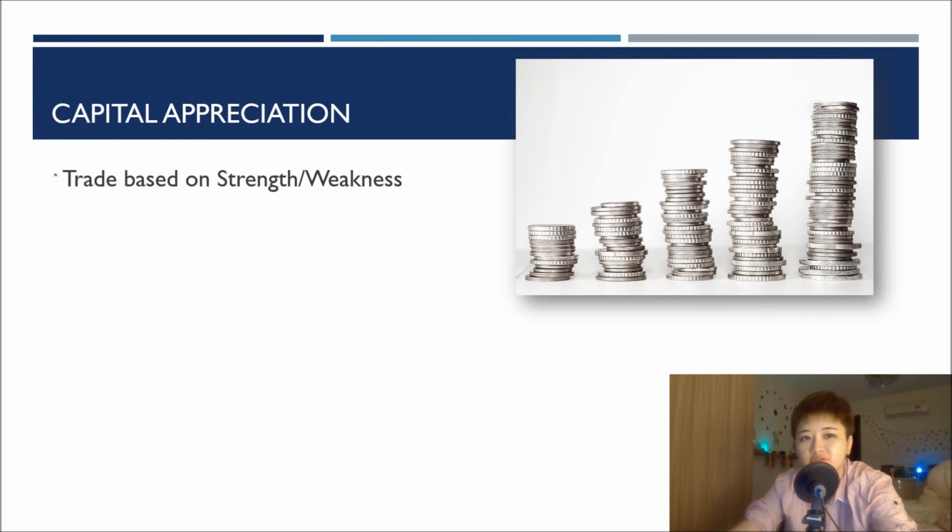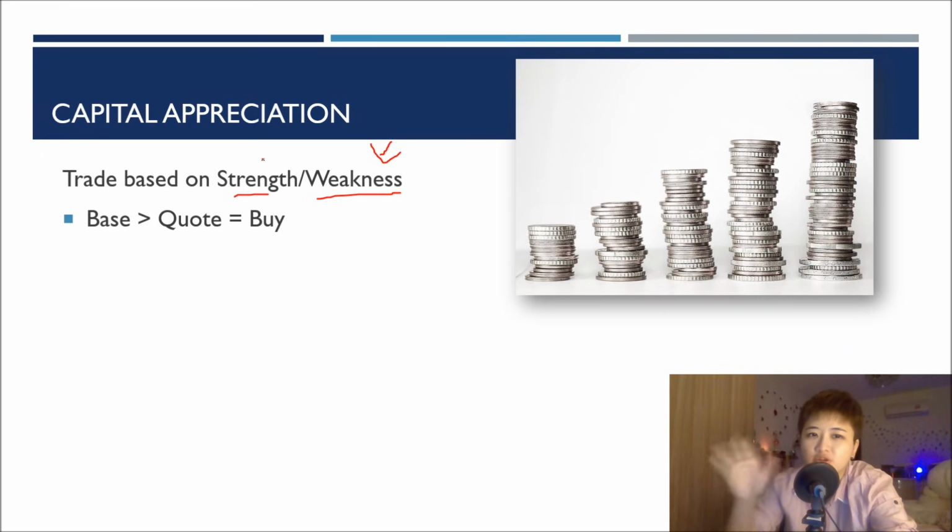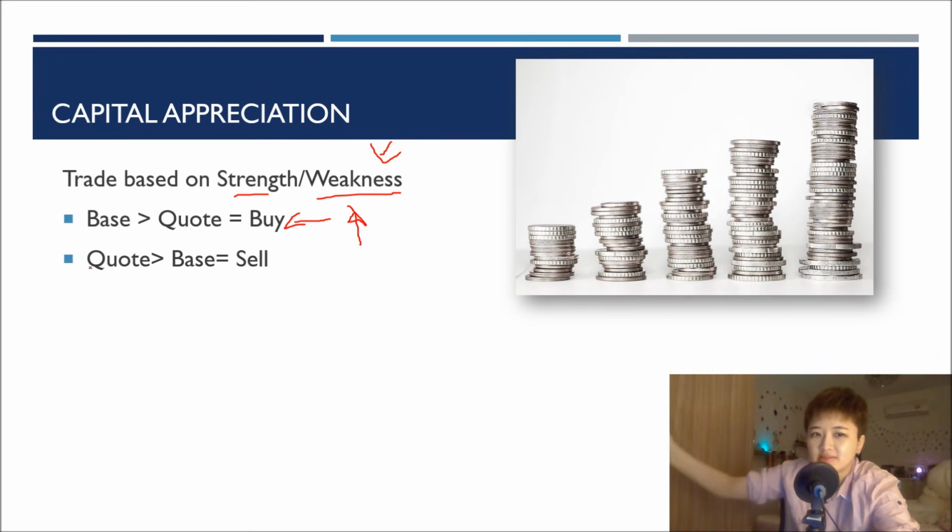Capital appreciation. So if you trade based on this, you are trading based on strength and weakness. You want to buy a currency which is strong at this moment and pair it with a weakening or weak currency. So if the base currency, which is the left side currency, is stronger than the quote currency, which is the right side currency, then you can make a buy trade in anticipation of the currency going up. If the quote currency, meaning the right side currency, is stronger than the base currency, meaning the left side currency, then you should make a sell trade in anticipation that the currency is going to go down.